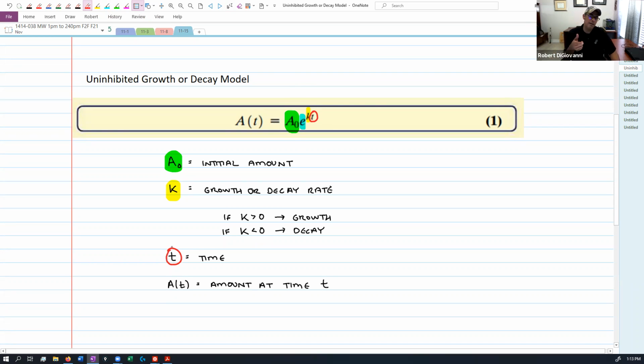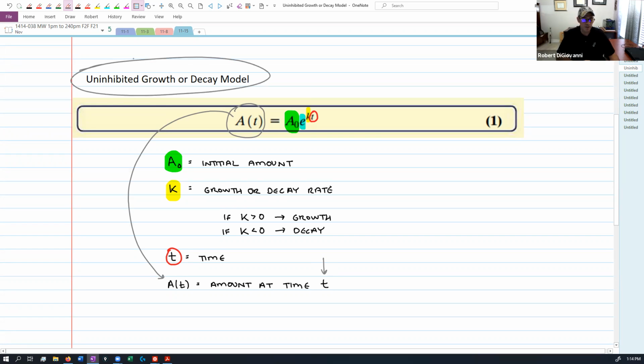And you have to be careful with that because sometimes it can be measured in seconds or minutes or hours or days or months or years. So you have to read the problem and understand within the problem what they're measuring t to be. And then the left side of the equation is actually how much stuff we have after a certain amount of time has gone by. So that's our master equation that we're going to use anytime we're talking about uninhibited growth or decay.